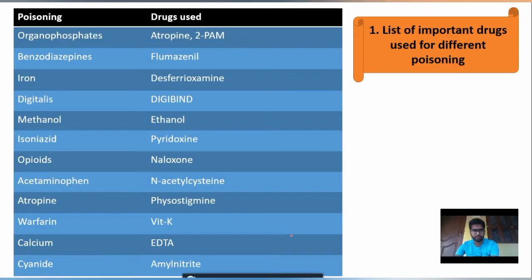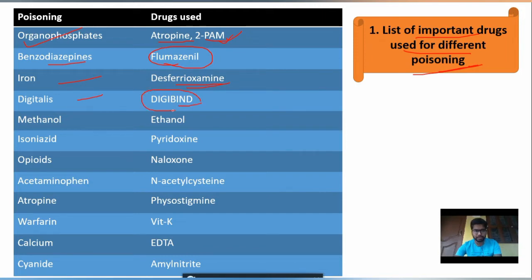Okay, so let's start. First list is the list of important drugs used for different poisoning. This is a very important list. For organophosphate poisoning, the drugs used are atropine and 2-PAM. 2-PAM is a very important drug used for organophosphate poisoning. For benzodiazepine poisoning, the drug used is flumazenil. For iron poisoning, the drug used is desferoxamine.